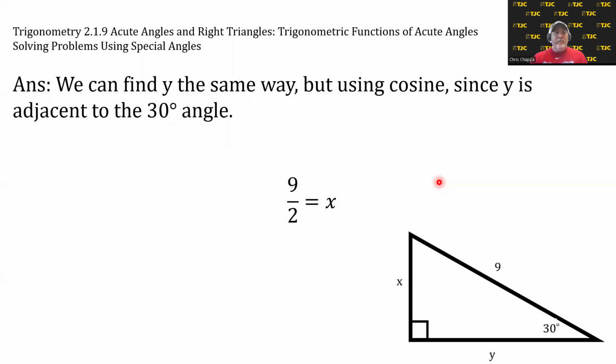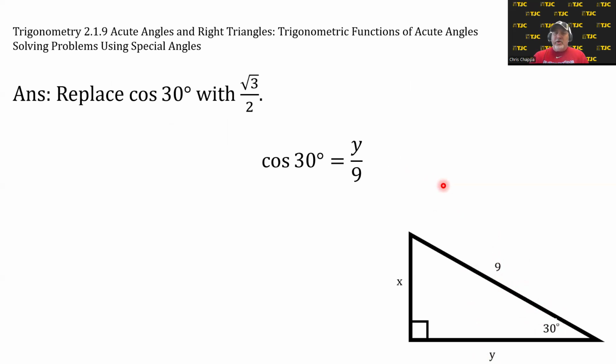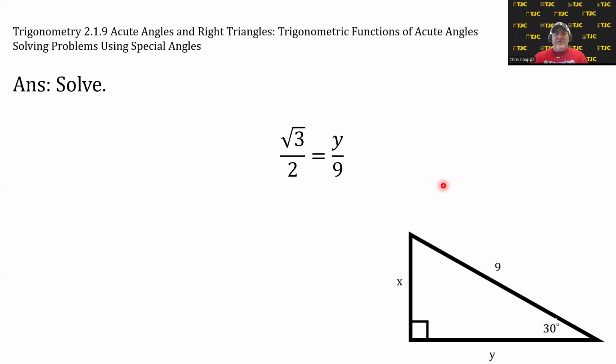Pretty straightforward. We can find y the same way, but using cosine since y is adjacent to the 30-degree angle. Cosine of 30 degrees equals adjacent over hypotenuse, which in this picture is y over 9. But cosine of 30 degrees is the square root of 3 over 2. So we'll replace cosine of 30 degrees with the square root of 3 over 2 and proceed to solve by cross-multiplying. 9 square root of 3 equals 2y. And then dividing both sides by 2 to get y equals 9 square root of 3 over 2. Pretty straightforward. Just got to set up the right trig function based on the angle, a side you know, and a side you want to know.